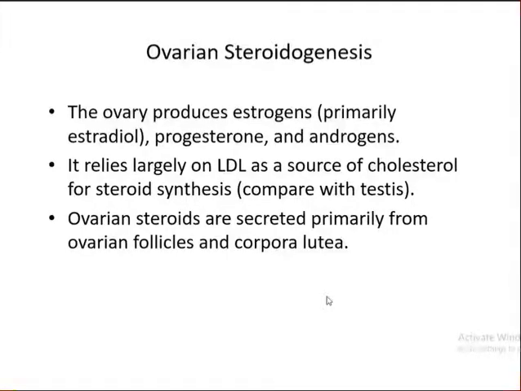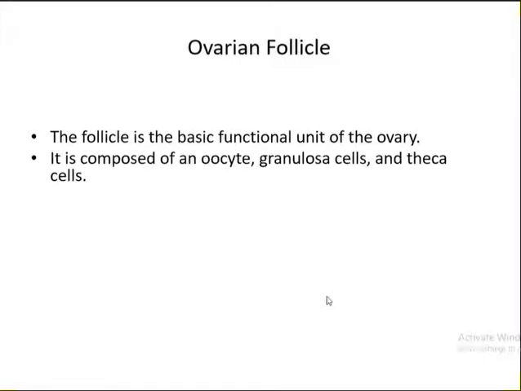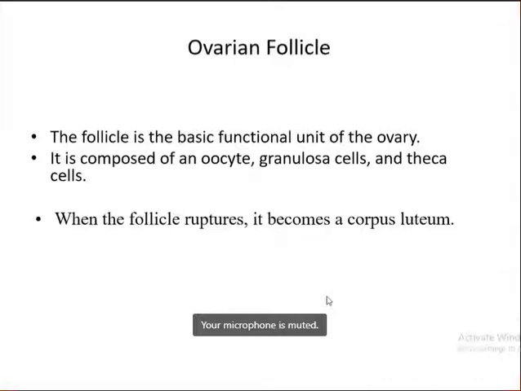Okay, ovarian follicles and corpus luteum. What is the role of the ovarian follicle? The follicle is the basic functional unit of the ovary. Everybody should know about that. It is composed of an oocyte, granulosa cells, and theca cells. Okay, three types of cells. The oocyte is a germinal cell from which the ovum is produced, and then the granulosa cells and the theca cells. When the follicle ruptures, it becomes a corpus luteum.